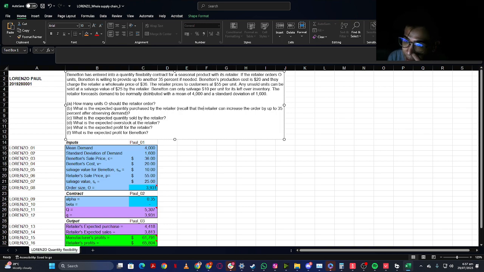The retailer forecasts demand to be normally distributed with a mean of 4,000 and a standard deviation of 1,600. So how many units O should the retailer order? What is the expected quantity purchased by the retailer? Recall that the retailer can increase the order by up to 35% after observing demand. What is the expected quantity sold by the retailer? What is the expected overstock at the retailer? What is the expected profit for the retailer? And what is the expected profit for Benetton itself?